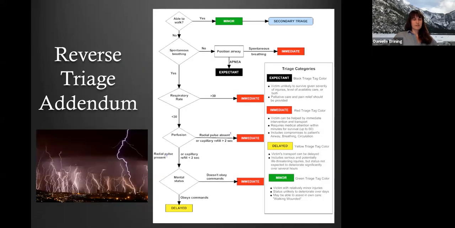So the difference in the reverse triage, we have the START algorithm. There's only one big difference, and that's that there's no expectant black label here. When you position the airway and there's apnea, they become red. They become the most immediate, and you need to act on them first.